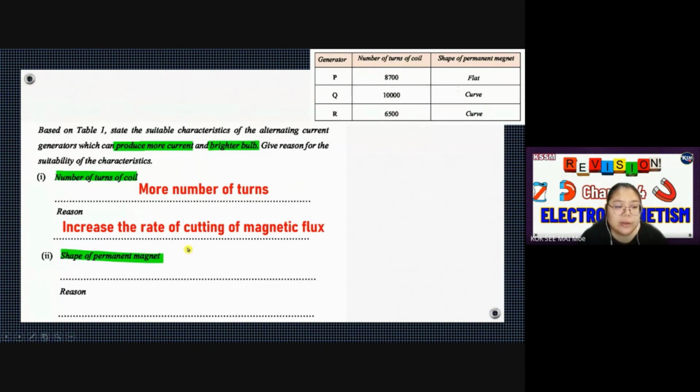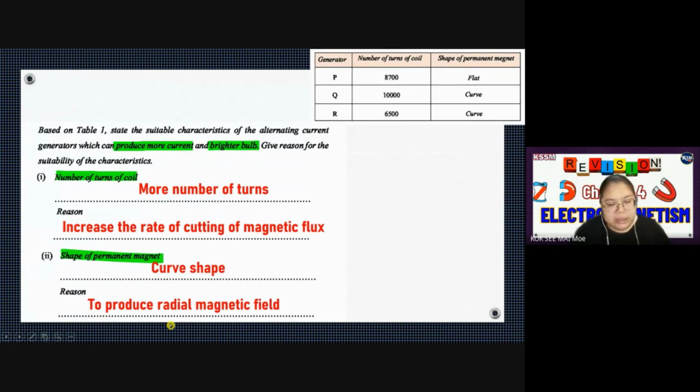Okay, then after that, the shape. Normally the shape we need is the curved one. Curved one you find it more concentrated. The flux at the center is more concentrated compared to the flat one. So this one we have a special name. What is the meaning of concentrated? We call it a radial. Okay, we're using the curved shape to produce a radial magnetic field. That means they concentrate at the middle.